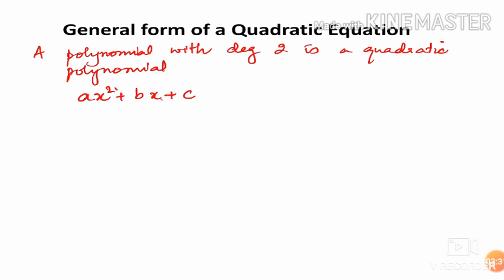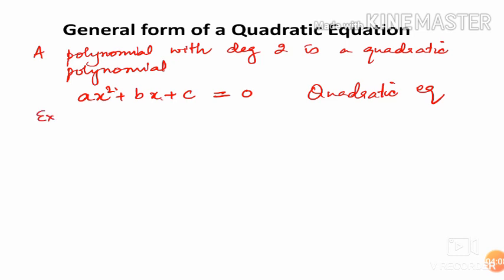If we equate this polynomial to 0, then it becomes a quadratic equation. So, a quadratic equation is an equation that has degree 2, and the terms of the equation are written in descending order of the power of the variable. That is how the quadratic equation is written in its general form.